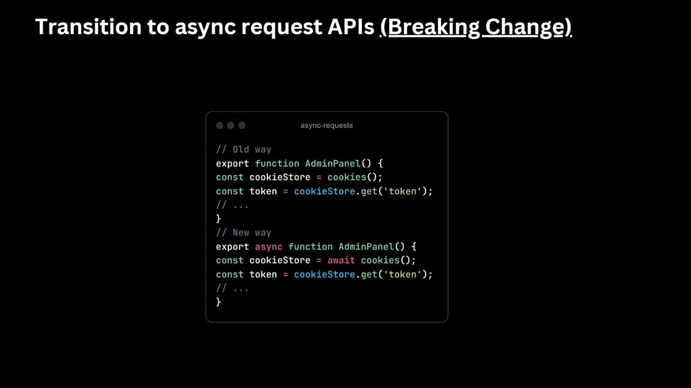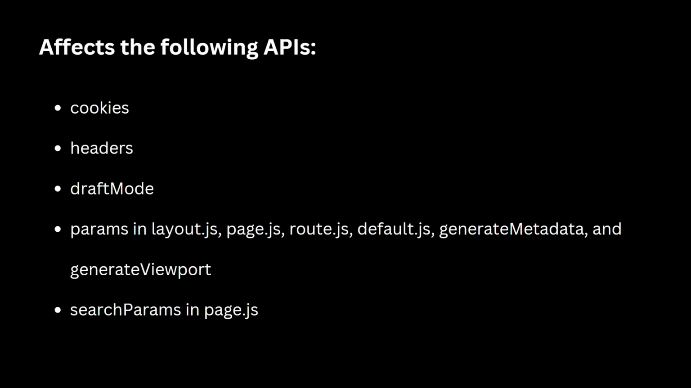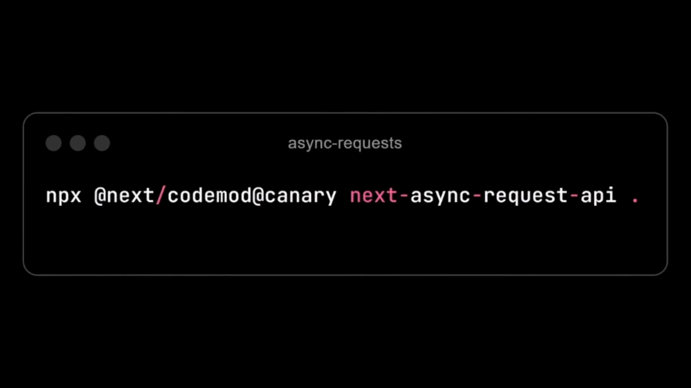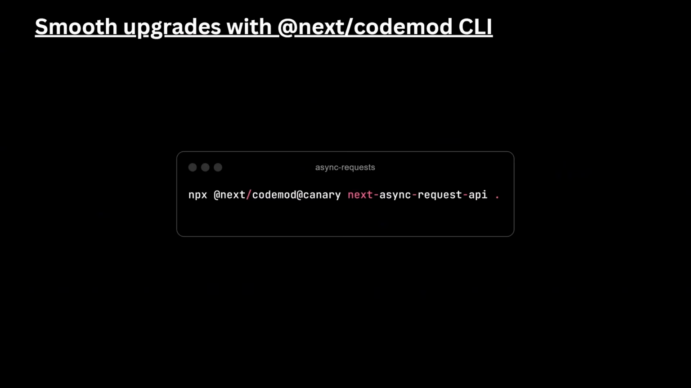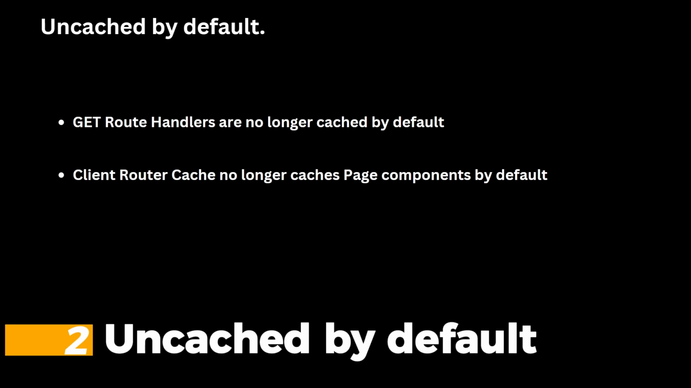But since it's a breaking change, it affects multiple APIs, and your code may need to be updated. Luckily, you can still access these APIs synchronously for now, but they will trigger warnings until you fully migrate. So these are the APIs that will change: cookies, headers, draft mode, params, layout, page, route, and so on. Search parameters as well, so whenever you use them, don't forget to make use of await. But if you don't want to upgrade your codebase by hand, don't worry though, there's a codemod. For those who aren't familiar, codemods are like little scripts that help automatically update your code when Next.js introduces changes.